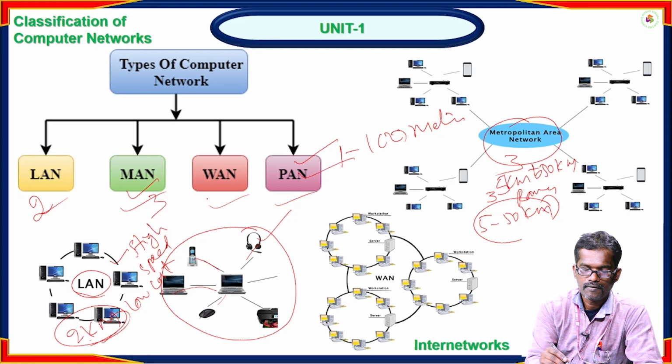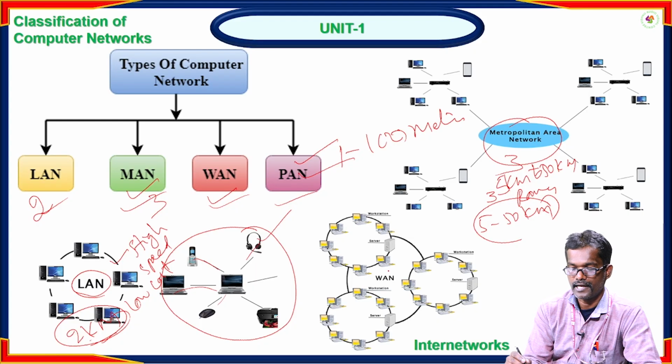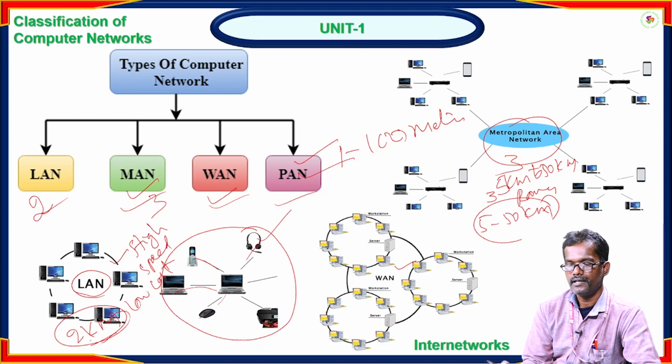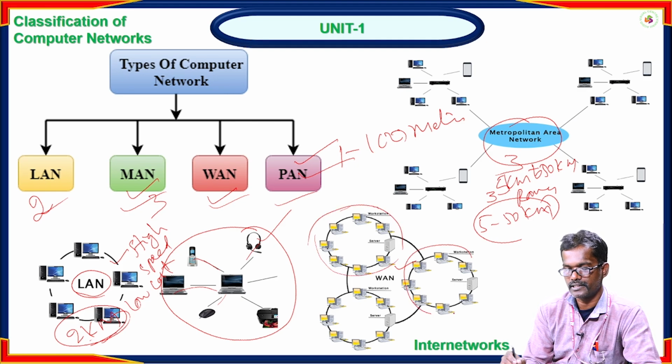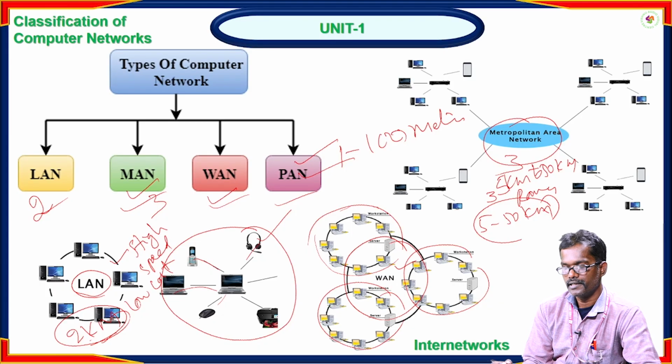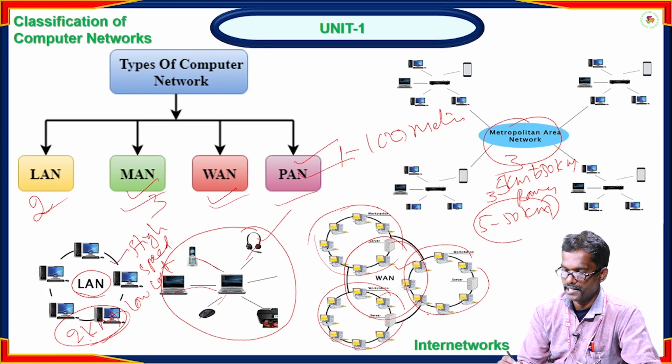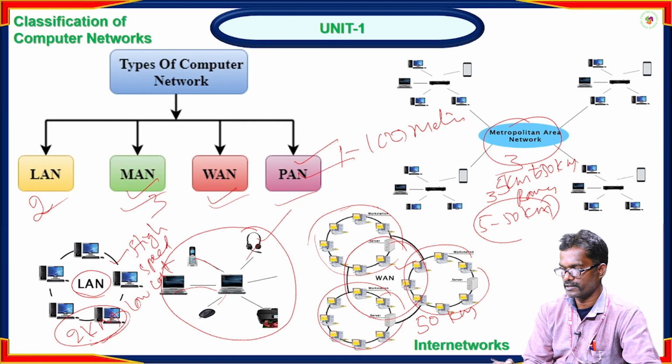And then coming to the WAN, wide area network. It is a combination of MANs and LANs. Here we will observe this is one network, and this is another network, and this is another network. All these networks are combined with the help of the WAN, wide area network. It has a range of more than 50 kilometers, and the transmission speed is very low.